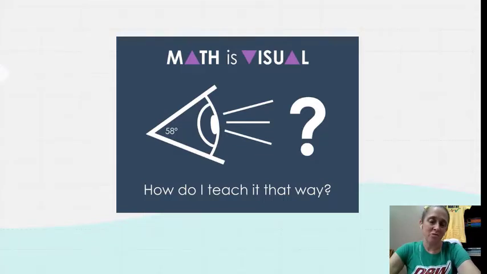So I'm going to leave you here with a question. Math really is a visual subject, and we need to decide, how will we teach it that way?